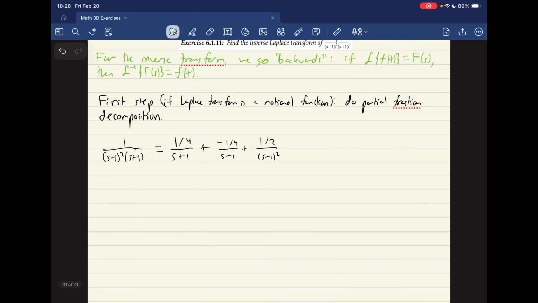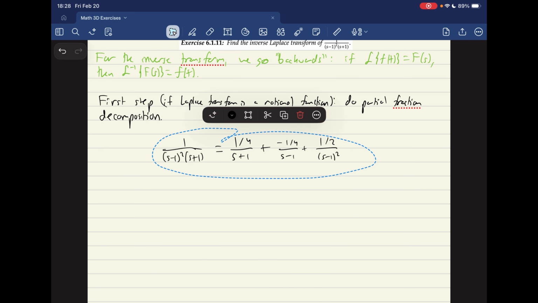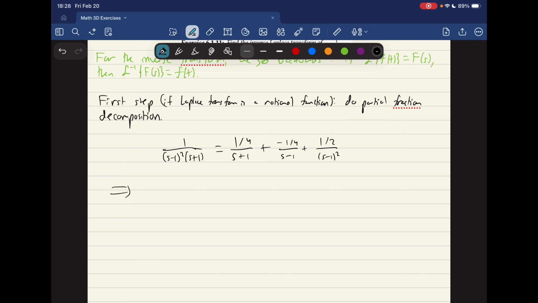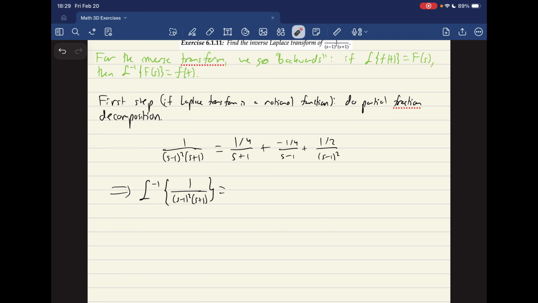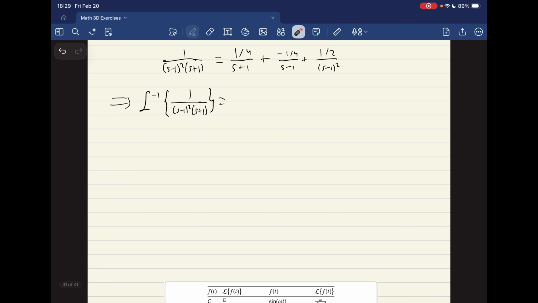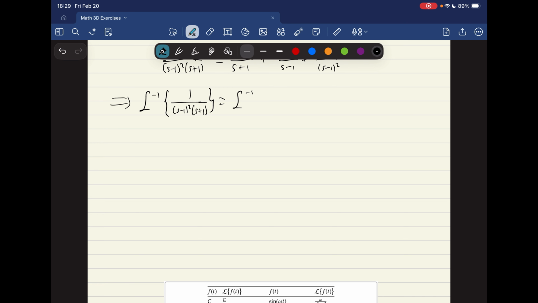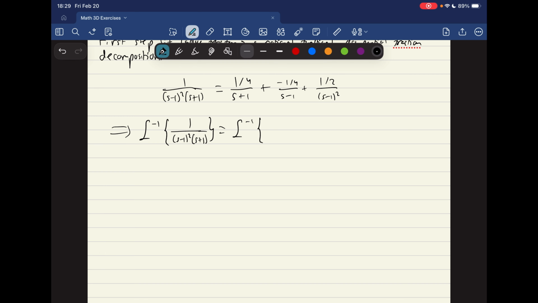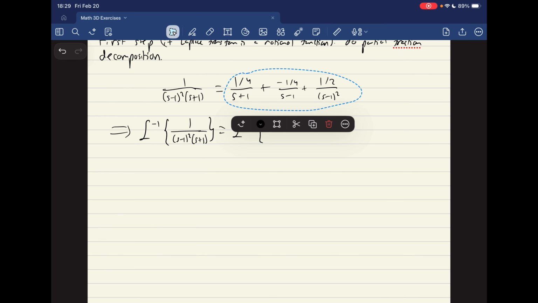And so, let me center this to make it look nice. This means that the inverse transform of 1 over (s minus 1) squared times (s plus 1), just as the normal Laplace transform is linear, so if we're adding up functions, we just take the Laplace transforms of the summands individually. The same thing holds for the inverse transform. So this will be the inverse transform of this expression here, which I'm just going to duplicate.